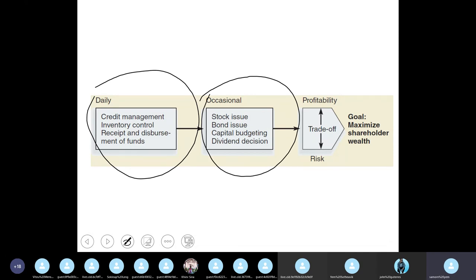The first is the daily function. If you are a financier, you have to manage credit management, inventory control, and reserve and disbursement of funds. And you decide how to issue your stock to enlarge your capital, issue bonds, capital budgeting, and dividend decisions, to keep risk smaller than profitability and to achieve your goal. The main goal is to maximize your shareholder wealth.